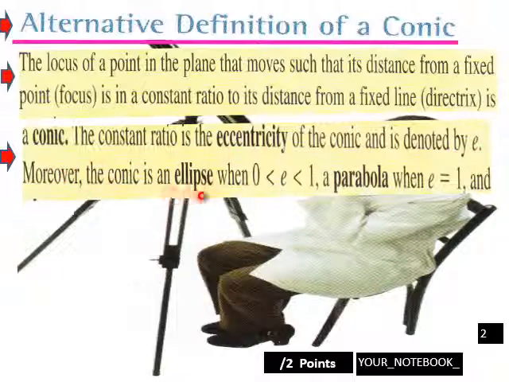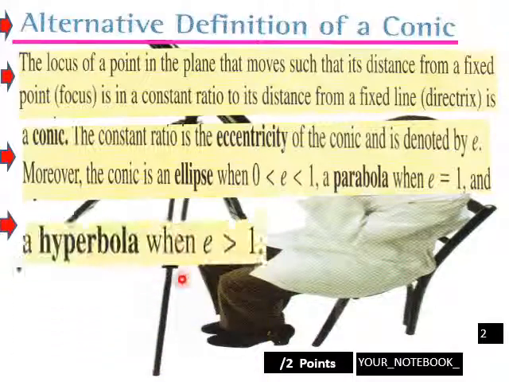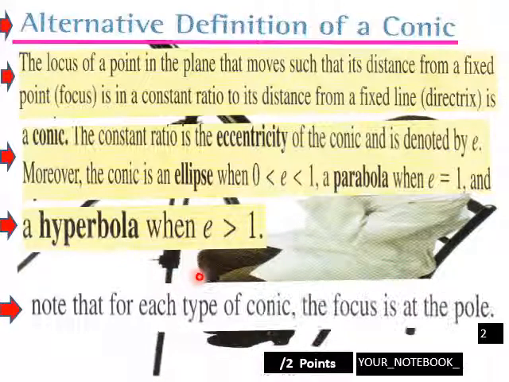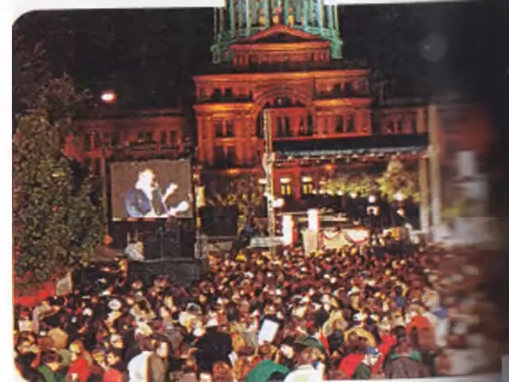Moreover, the conic is an ellipse when 0 is less than E less than 1, a parabola when E equals 1, and a hyperbola when E is greater than 1. So there's your definition. Note that for each type of conic, the focus is at the pole. Here is a key word: the pole.